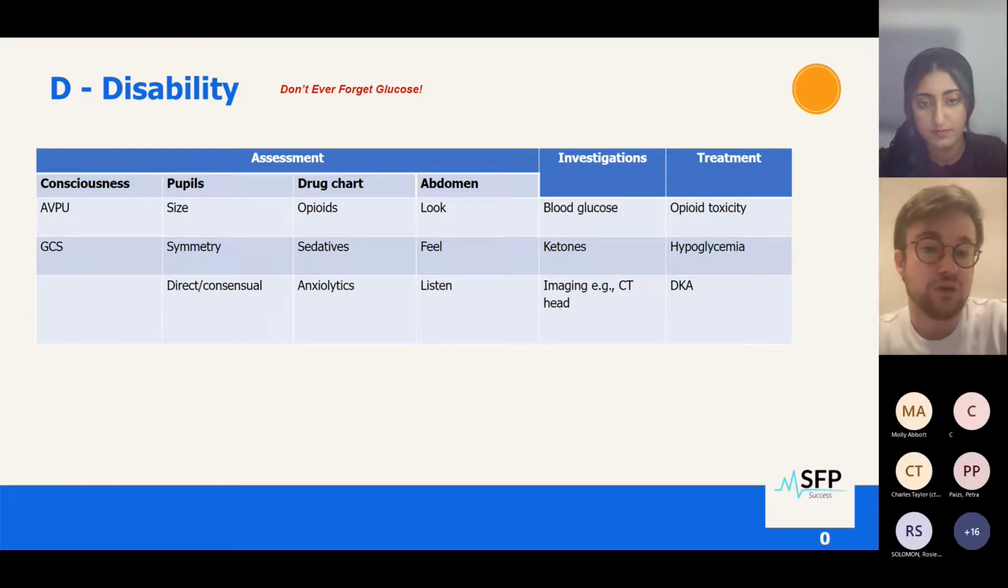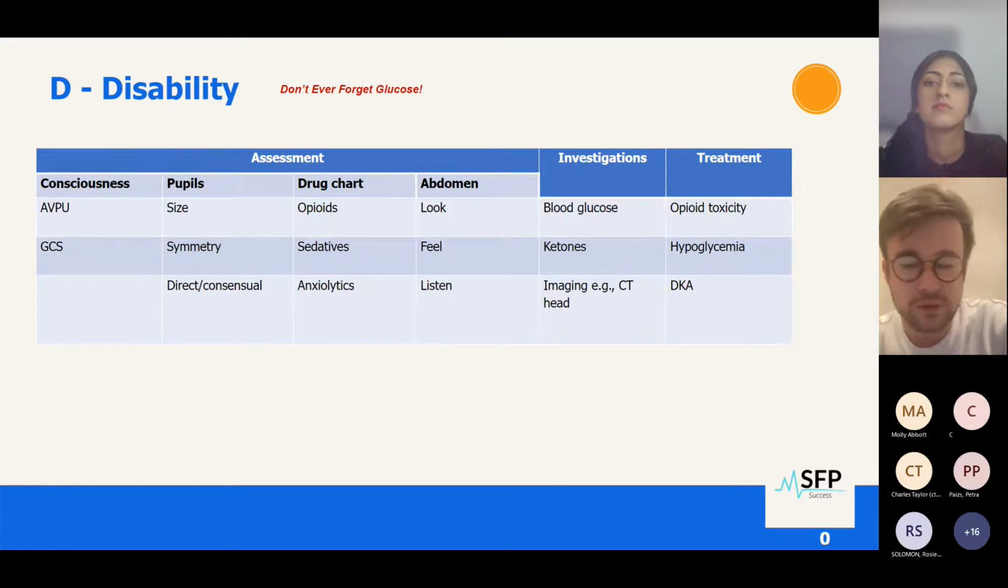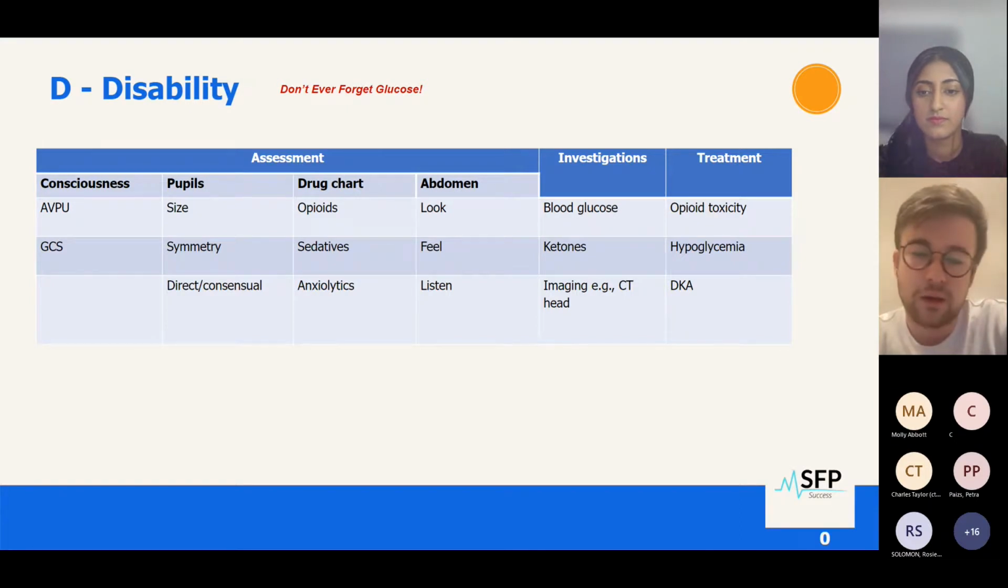The next thing is also just looking at the drug chart. If they're coming in more sedated than usual and their pupils are constricted, you can think of things like opioid toxicity, or they may have had an overdose of certain sedatives or anxiolytics, which can be quite sedating as well. And that can cause them to come in with a reduced GCS.